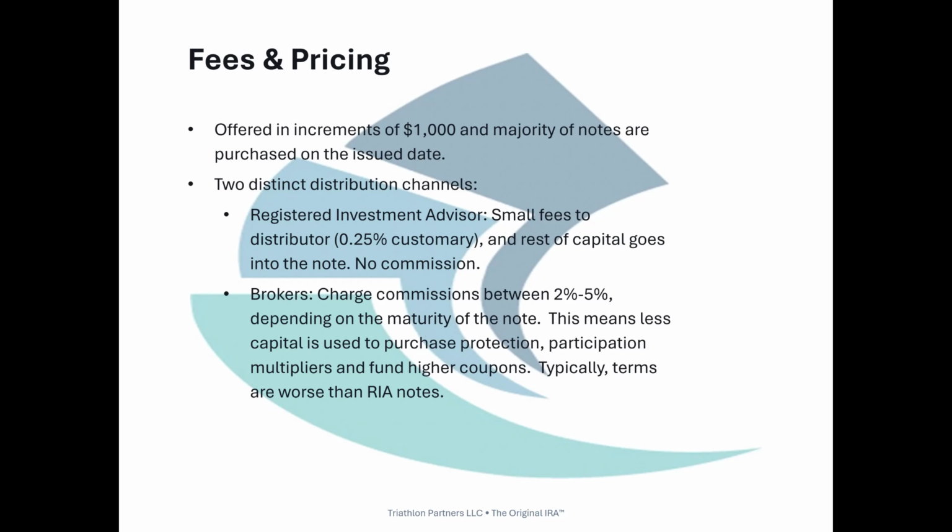We're buying protection. We're buying a lot of great things when we put our premium down for the note. So if one note is going to have a 5% commission and one note is going to have virtually no commission, that means there's more money with the low commission to be buying those things we want. The participation ratios and protection levels are far superior in RIA notes than in broker notes, so that your money is working for you.